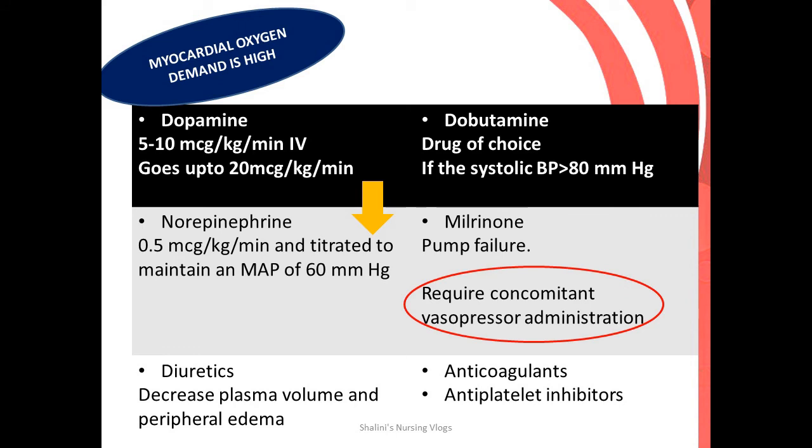There are certain patients who will even get phosphodiesterase inhibitors, for example milrinone. Milrinone is given in case of pump failure where the contraction is too poor, so it is a very good inotropic agent. The only problem with milrinone is that it has vasodilating properties, so you will have to give some vasopressors along with it. Then you can think of diuretics to take out the excess fluid, and also anticoagulants and antiplatelet inhibitors.